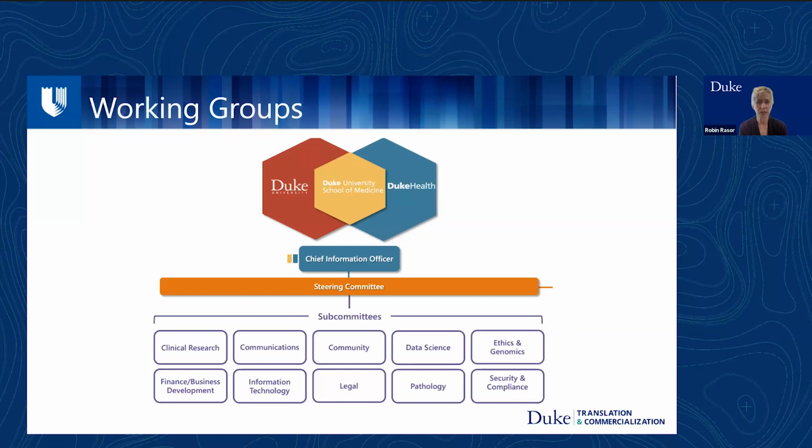So, for example, the communications people and the community people really weren't doing much until we were sure that this was moving forward and the deal was almost done. As you might expect, the finance people and the legal people were meeting all the time when we were negotiating the deal, and ethics and genomics more early. So it really was managed well, in terms of people would come and go, and then there would be representatives from each of these committees on the steering committee.